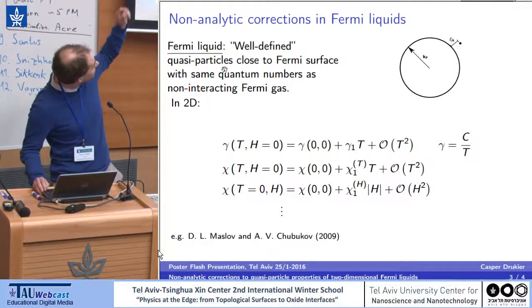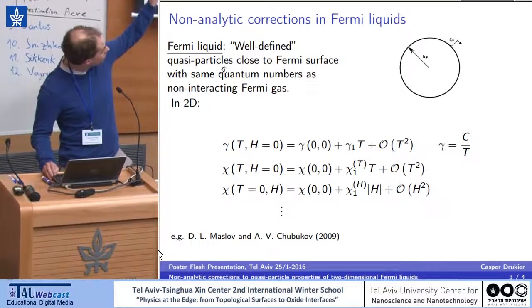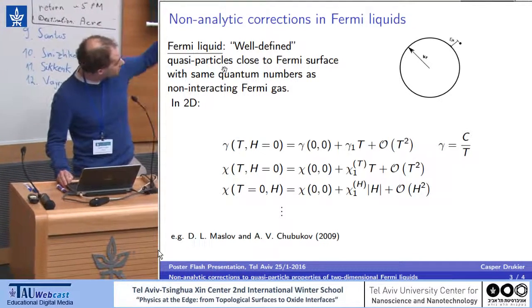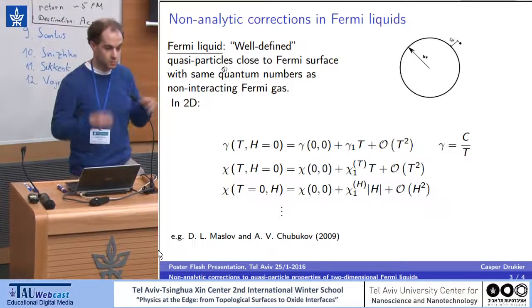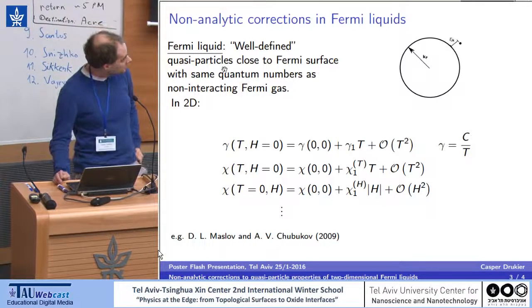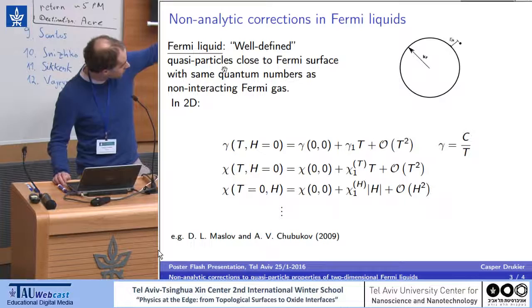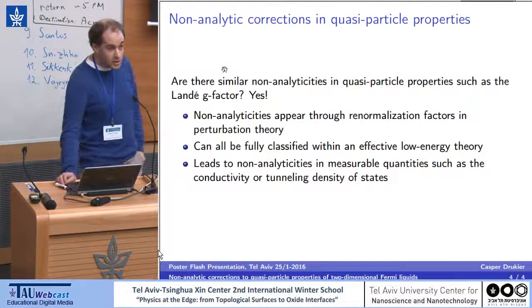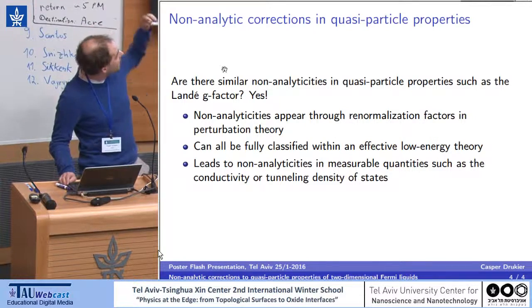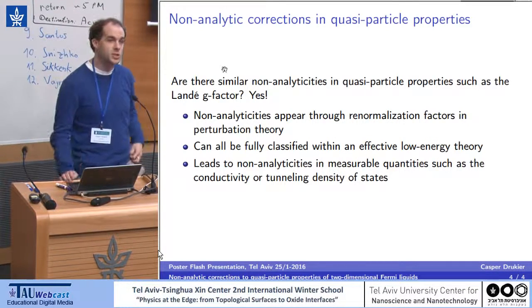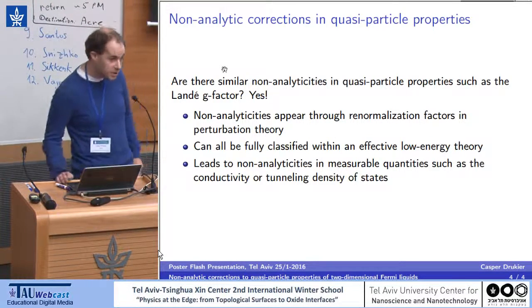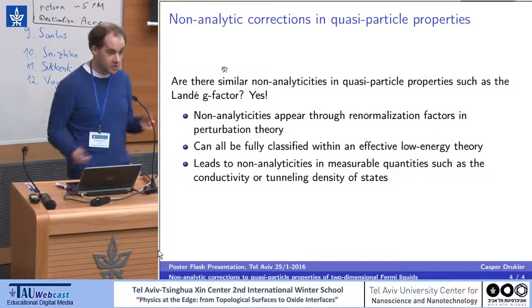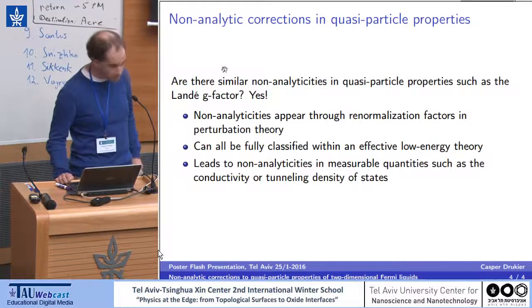For instance, in two dimensions, both the heat capacity divided by temperature and the spin susceptibility become linear in either temperature or magnetic field, whichever is the higher energy scale. In particular, they become non-analytic in the magnetic field. So you might ask, does this also happen for other quantities, such as quasi-particle properties like the Landé g factor or the renormalized mass, which are themselves very fundamental for Fermi liquid theory?